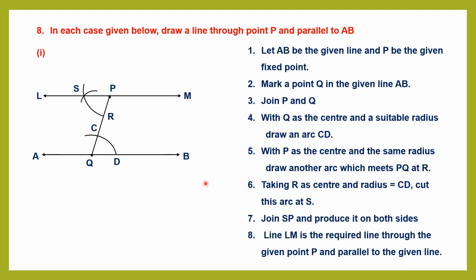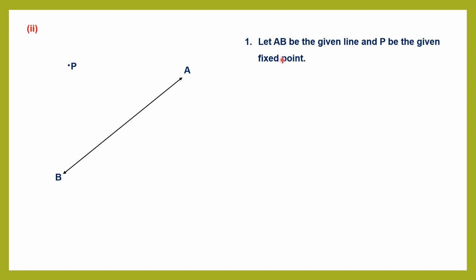So did you understand? If you follow these same steps for all three questions, it's going to be easy. Remember, only through plenty of practice will you be able to be thorough with some of these questions. So let's go to the second one. Here also let AB be the given line, and P be the given fixed point. This is given to us in the question.